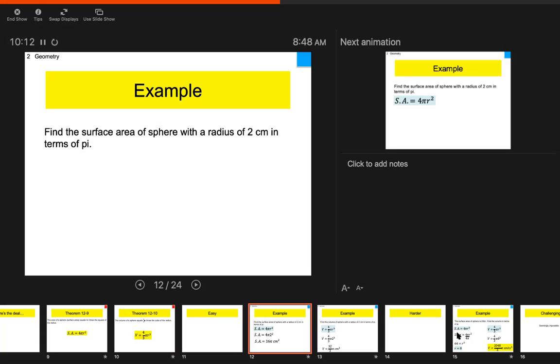As I said, since the question says leave it in terms of pi, it makes our life a whole lot easier. Well, from the first theorem, we have that the surface area is equal to 4 pi r squared.